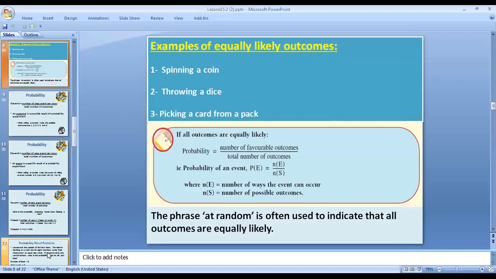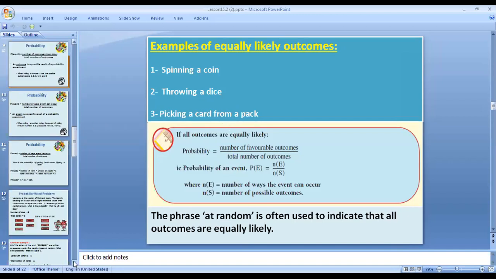And we also gave more examples of equally likely outcomes, like spinning a coin, because in the coin we have either head or tail. Throwing dice, we just discussed it. Picking a card from a pack of playing cards, that's also an equally likely outcome. And again, remember, equally likely outcomes means that all the cards, for example, have the same size, okay?